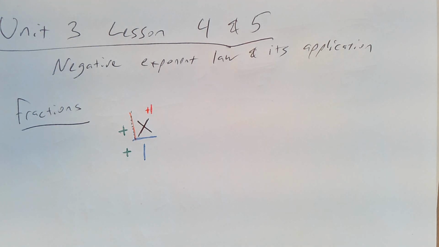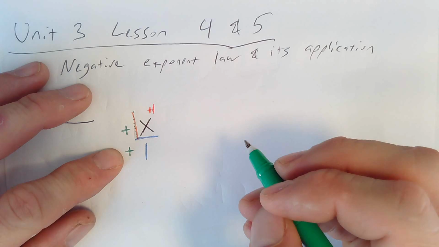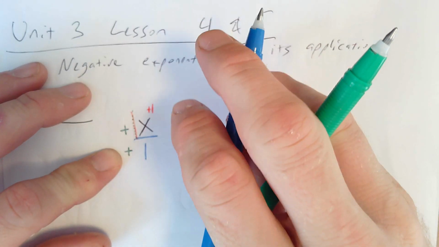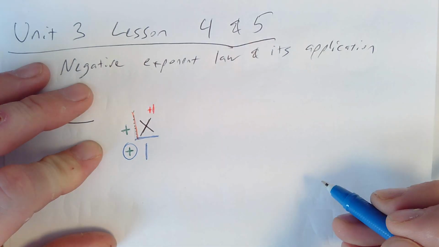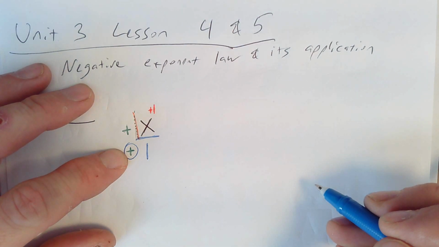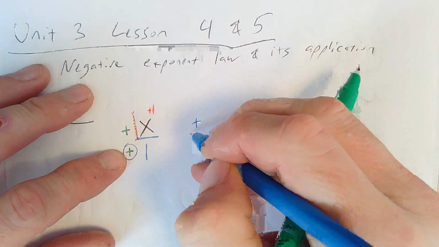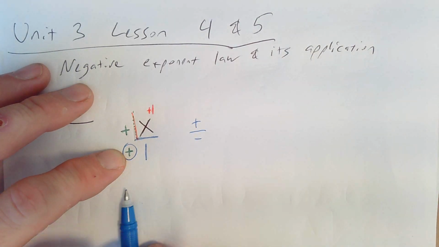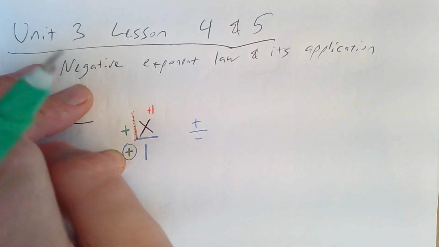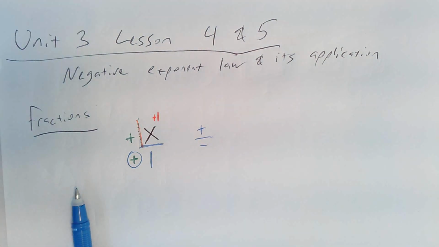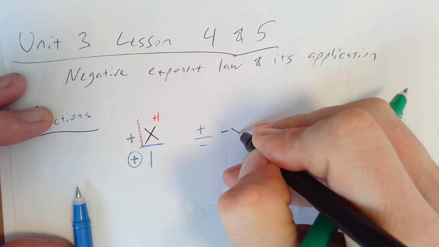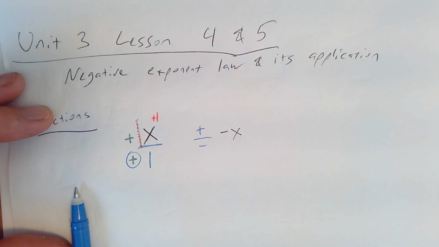Right, so let's explore what happens when I change some of these things. So first off, if I change the positive sign on the bottom to a negative sign, this then becomes a positive over a negative. So with everything else not shown, a positive over a negative becomes a negative x. And that's what I have as my answer.